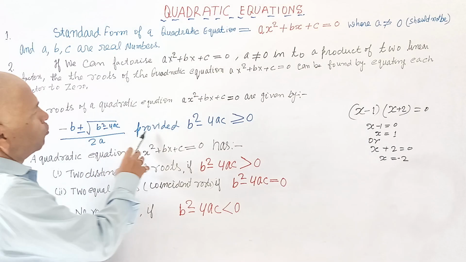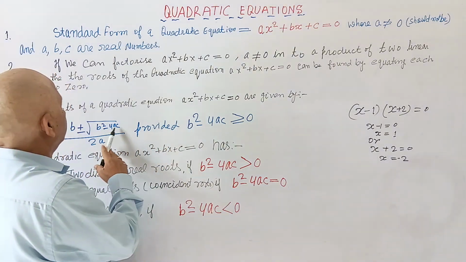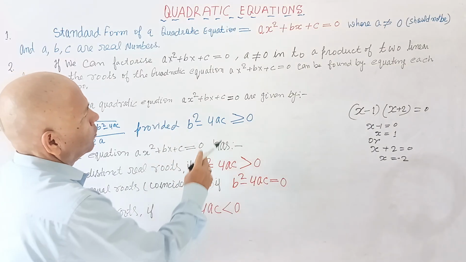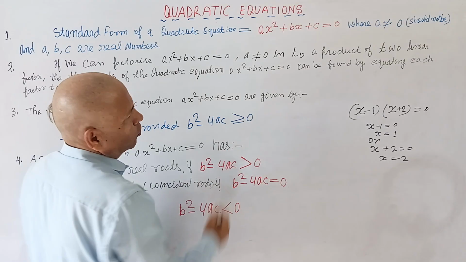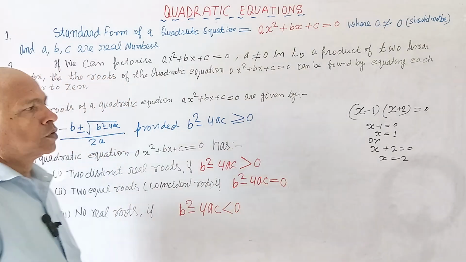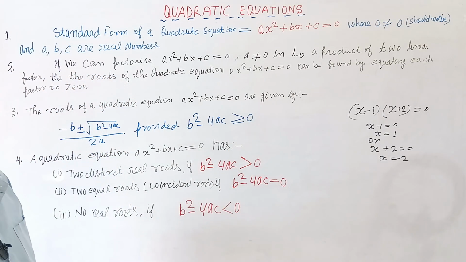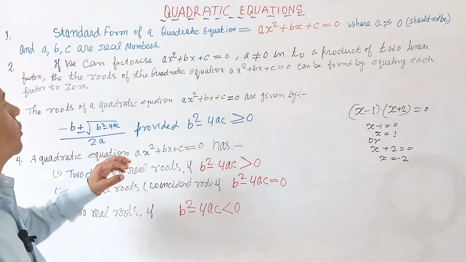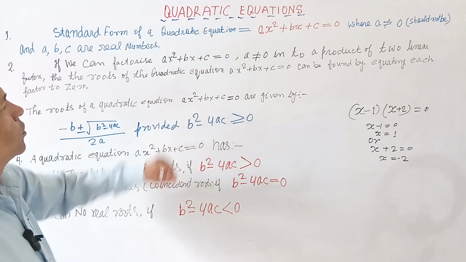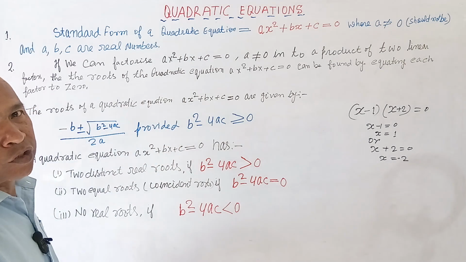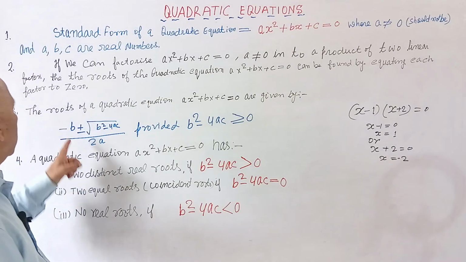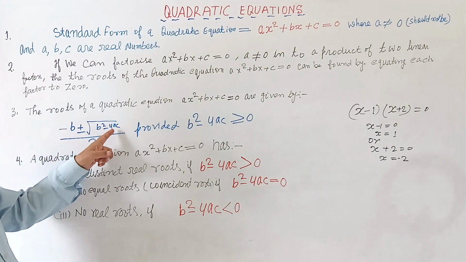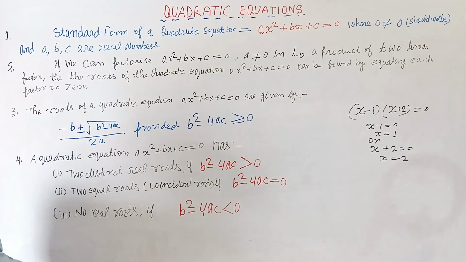provided, now the condition is, b square minus 4ac should be greater than or equals to 0. If this condition meets, then we can find out the roots of the quadratic equation ax square plus bx plus c equals to 0 by using the formula minus b plus minus root b square minus 4ac upon 2a.